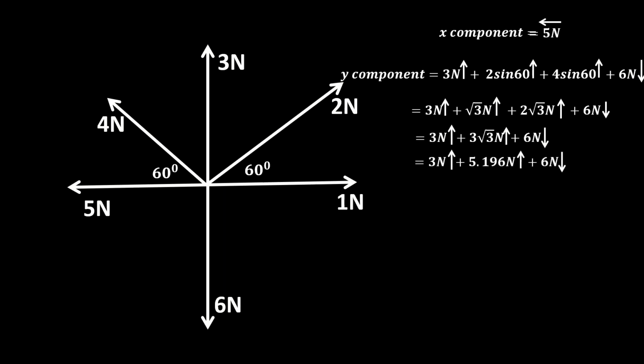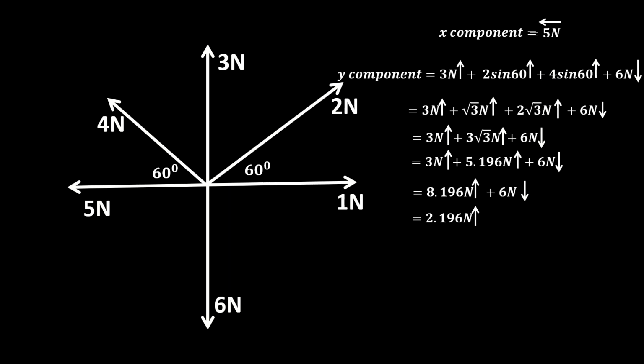Root 3 is equal to 1.732, which means 3 newtons towards up plus 5.196 towards up plus 6 newtons towards down. So 8.196 towards up plus 6 newtons towards down. Let's find the difference, which gives us 2.196 towards up. This is the y component.